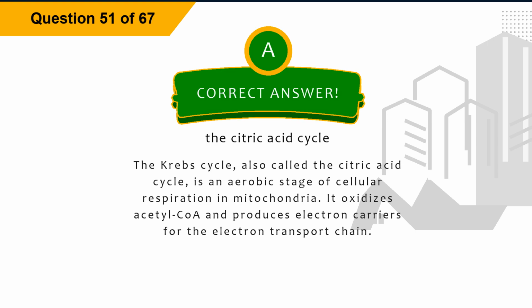The correct answer is option A, the citric acid cycle. Explanation. The Krebs cycle, also called the citric acid cycle, is an aerobic stage of cellular respiration in mitochondria. It oxidizes acetyl-CoA and produces electron carriers for the electron transport chain.